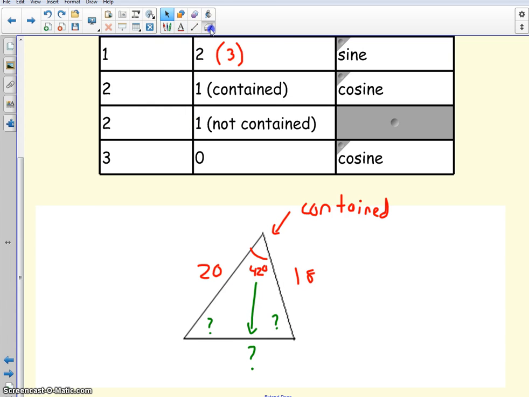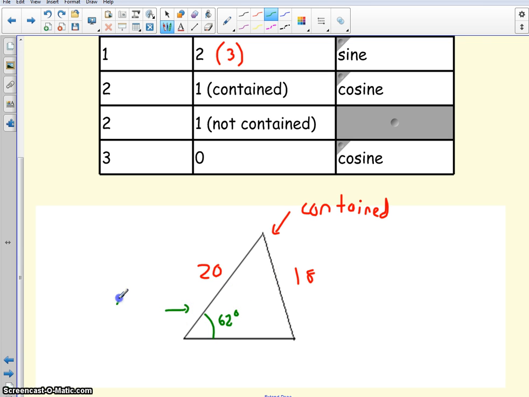Okay, if I change this up slightly differently, instead of giving you the contained angle, I gave you the not contained angle. So let's say I gave you this one, and let's make it 62 degrees. This is not contained, so again, ask yourself, do I have an angle side pair?